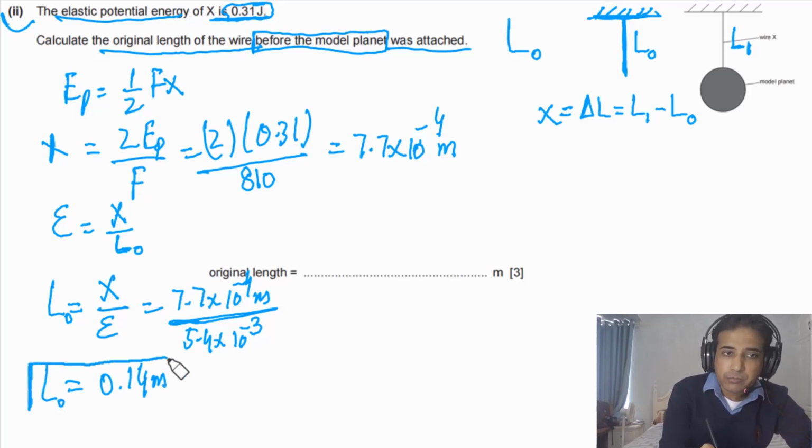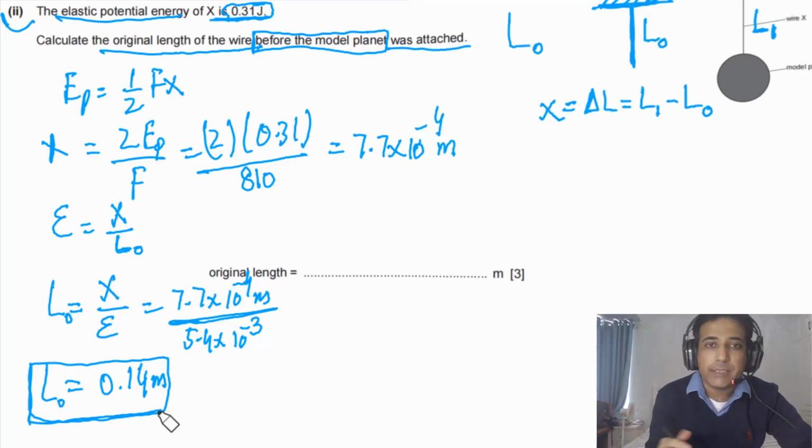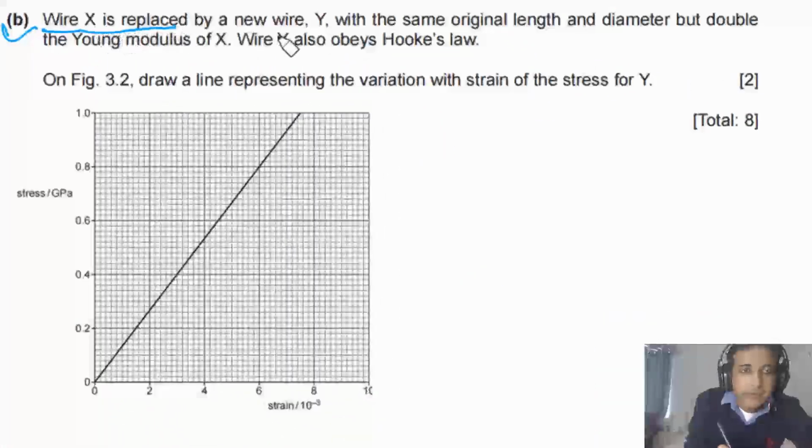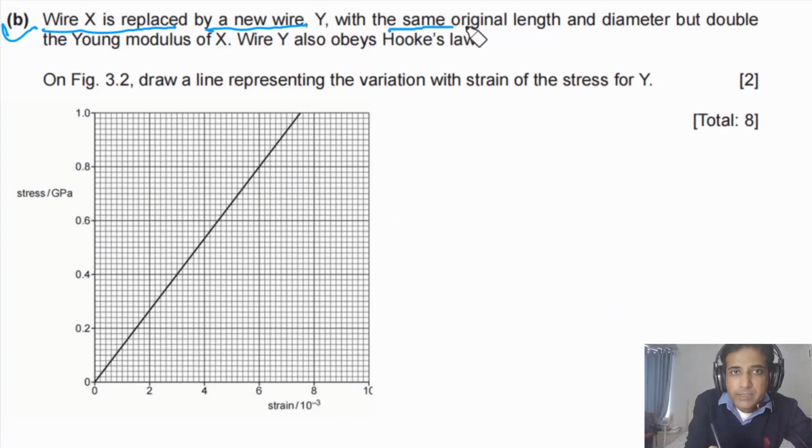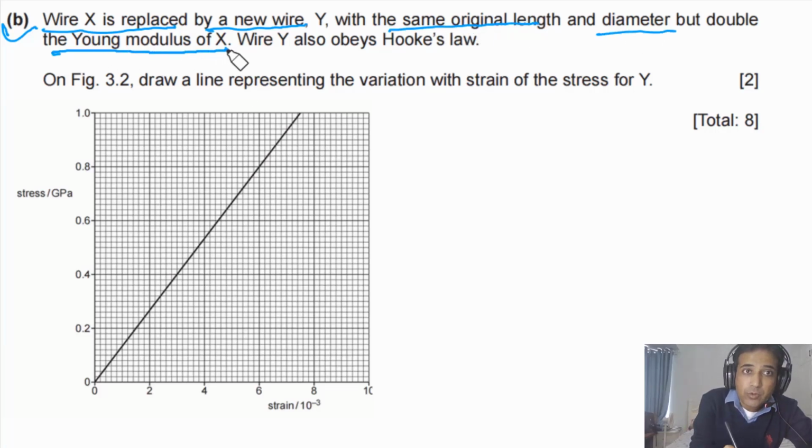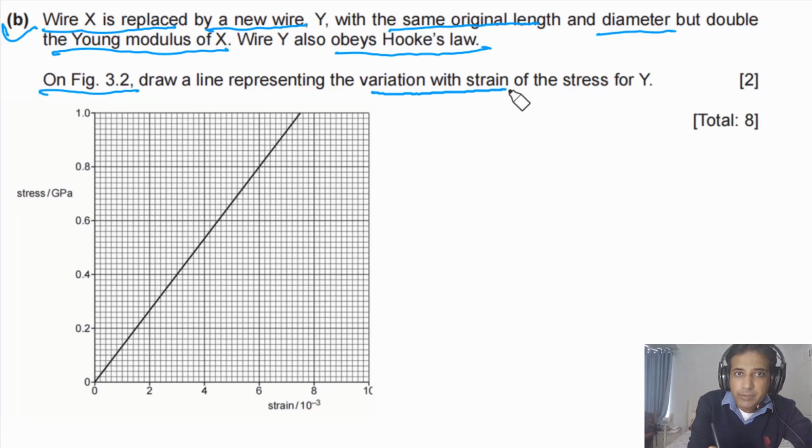I hope this makes sense to you, how to approach this kind of problem. So this is how we can answer. Part B says wire X is replaced by a new wire Y with the same original length and diameter but double the Young modulus of X. Wire Y also obeys Hooke's law. On figure 3.2, draw a line representing the variation with strain of the stress for Y.